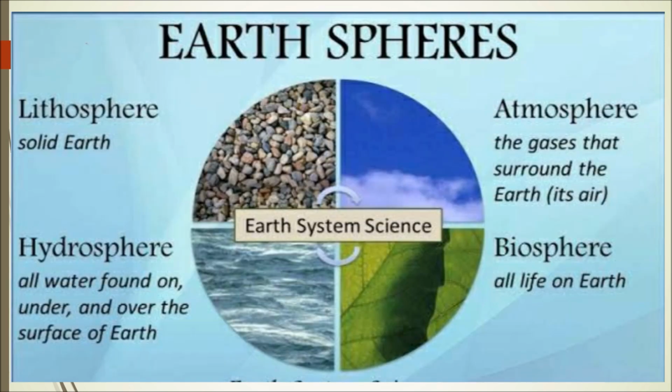So in this picture we can see earth spheres like lithosphere, hydrosphere, atmosphere and biosphere. Lithosphere means solid earth. Hydrosphere means all water found on, under and over the surface of earth. Atmosphere means the gases that surround the earth, which means its air. Biosphere means all life on earth.